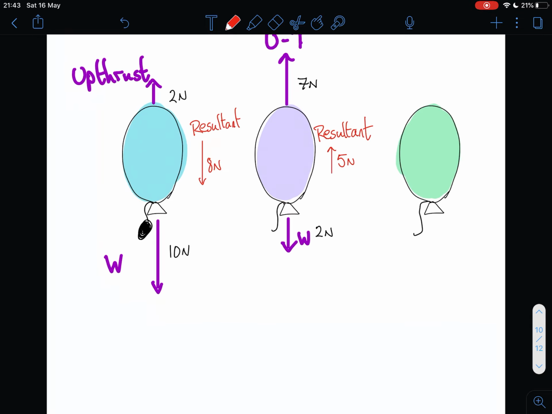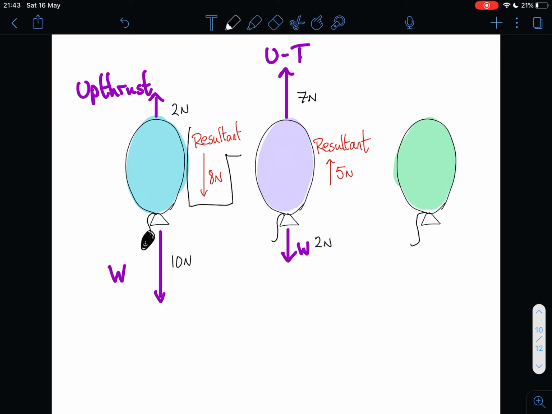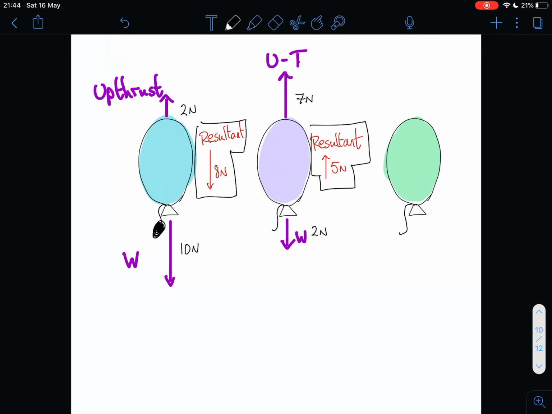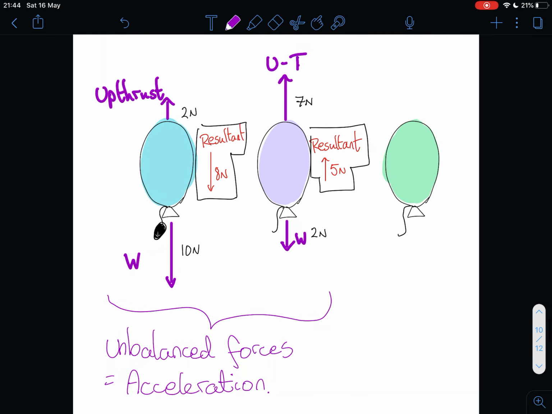And in both cases, the balloon's going to move. In the first one, the balloon's going to obviously move downwards because there is a resultant force downwards. And in the second one, the balloon's going to move up because there is a resultant force upwards. So here we have 2 examples of unbalanced forces. That creates acceleration. They would remain at rest, however they have unbalanced forces acting upon them, which causes them to not remain at rest, in this case accelerate.